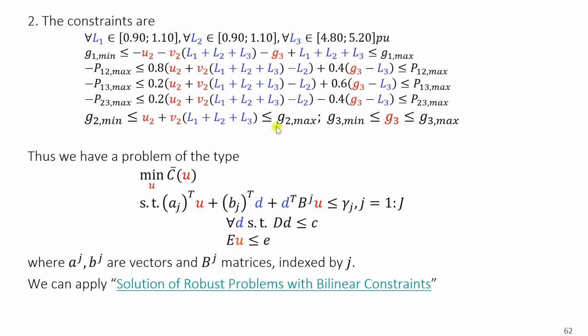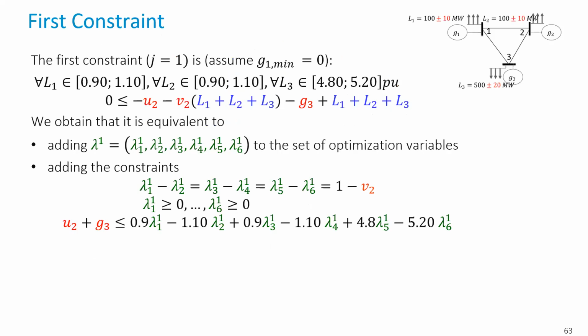It's very similar to what we had before, with one major difference. We have a robust problem in the sense that we have the "for all L1, L2, L3". So we have a quantifier in the constraints, and the variables are not separable, but we have a bilinear term. So we fall into the category that we had before, and therefore we can transform the problem into a non-robust problem by adding supplementary variables.